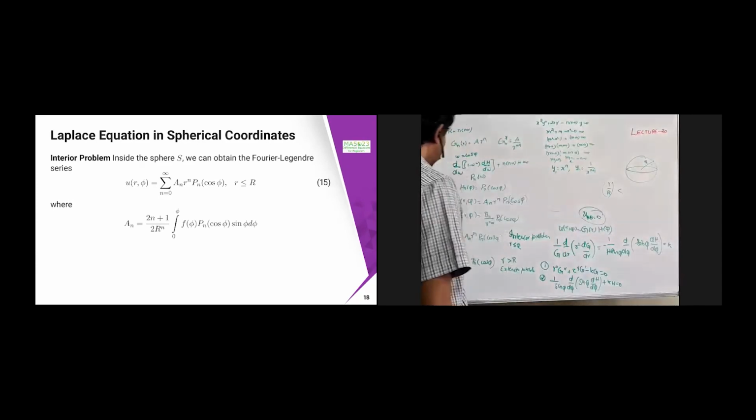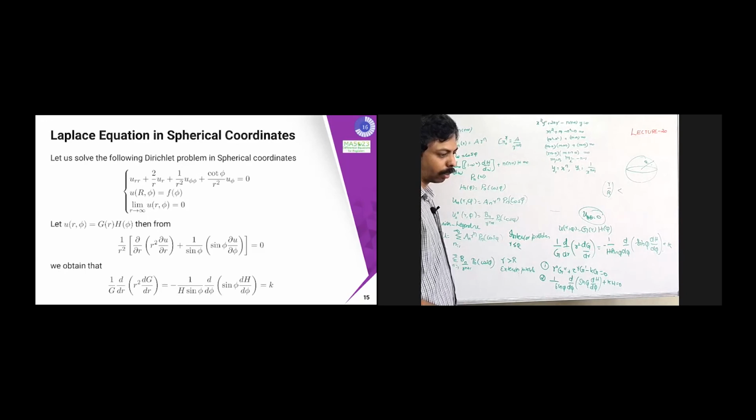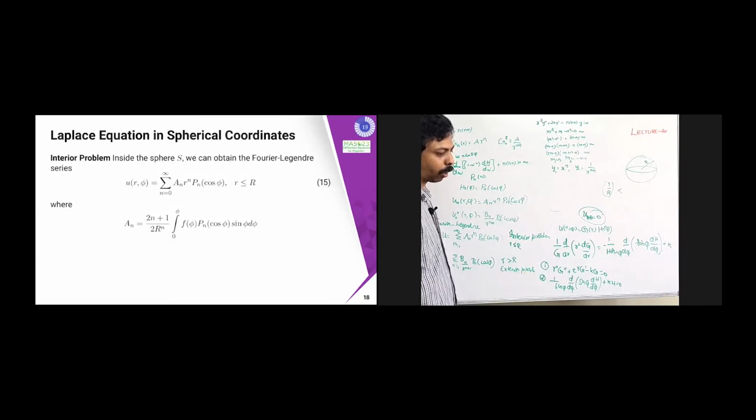So here, the a_n's and b_n's, once again you know this is called the Fourier Legendre series, which we have already seen one time, in both the cases. So in this case, once again you need to use this condition. The condition is given that u of R comma phi equal to f of phi. So you can use that and substitute that value over here. Therefore, you are going to get your f of phi from here, and from that you can obtain your a_n.